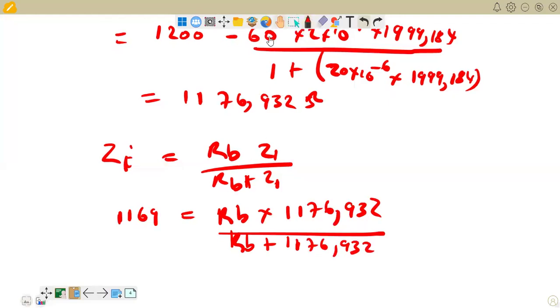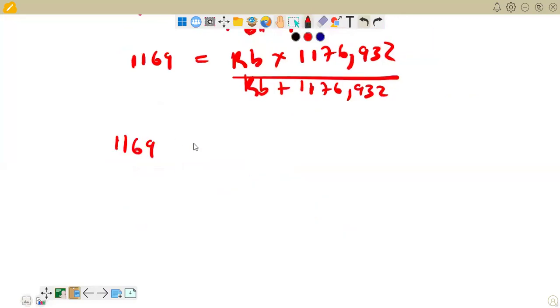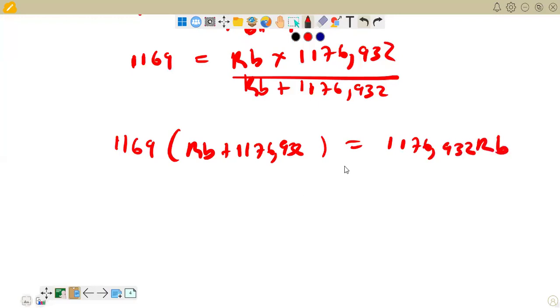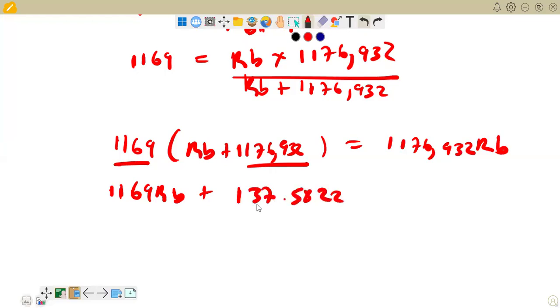What are we getting? That's 1169 bracket RB plus 1176,932, and is equal to 1176,932 RB. Okay, there we are. So multiply. Of course this will give us 1169 RB plus 1,169 multiplied by 1,176.932. That will give us 1,375,822.987.